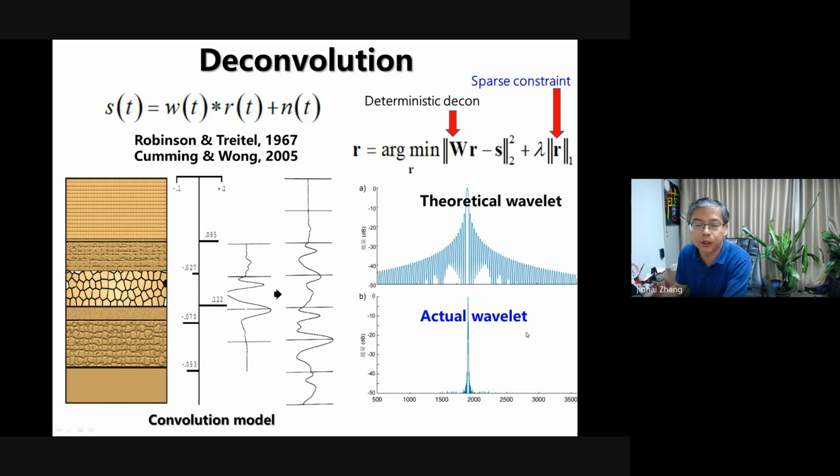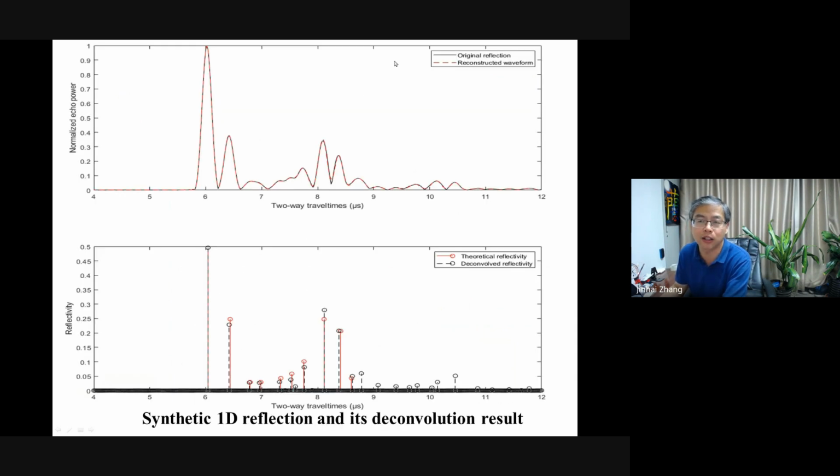After we obtain the reflectivity, we can also convolve it with the wavelet. After that, we can reconstruct the waveform, and they are the same. That means the convolution and deconvolution are accurate. In the deconvolved result, the red bars are the theoretical reflectivity, and the dashed line is the deconvolved reflectivity.